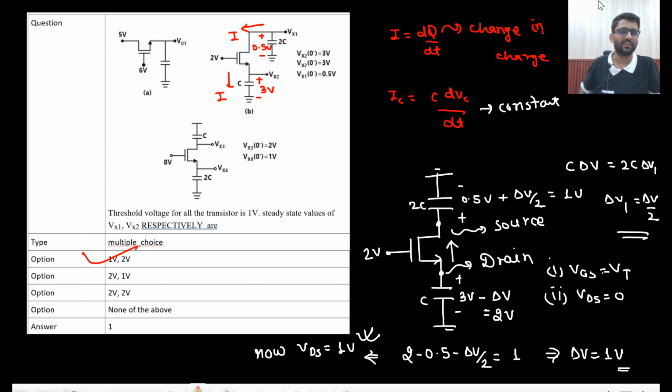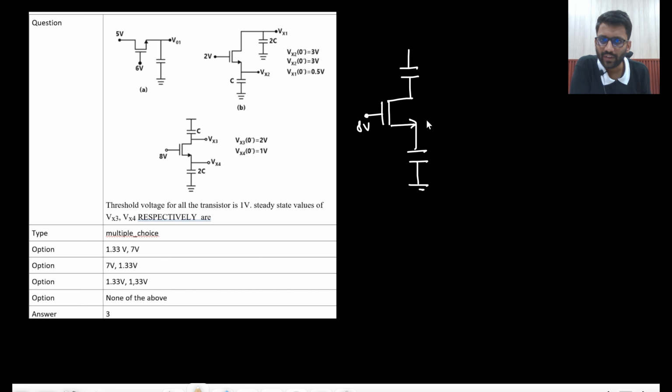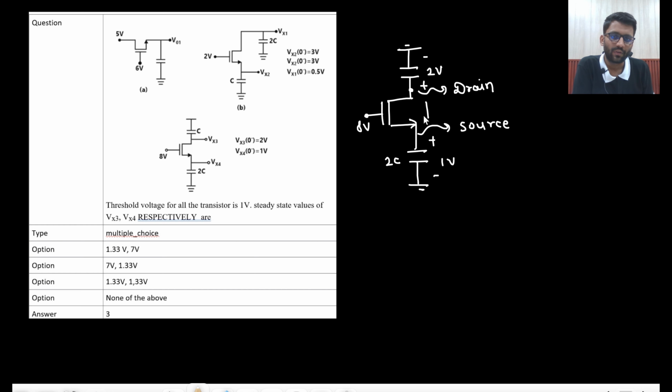In the next question the condition will change. Let's erase this one. So here this is at 8 volt. Initially this capacitor Vx4 is having 1 volt. This is having 1 volt. This is capacitor 2C, and Vx3 is 2 volt. So basically this is having 2 volt. Now this is 2 volt, this is at 1 volt. So this will act as drain only and this will act as source, right? So current will flow in this direction, and this is C, this is 2C.